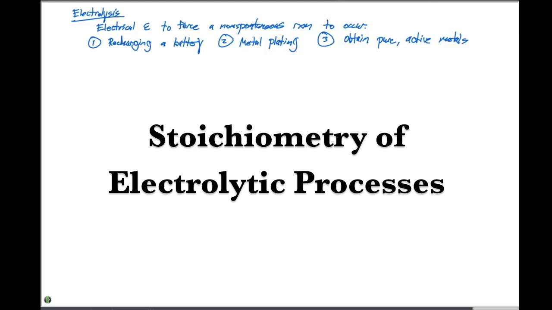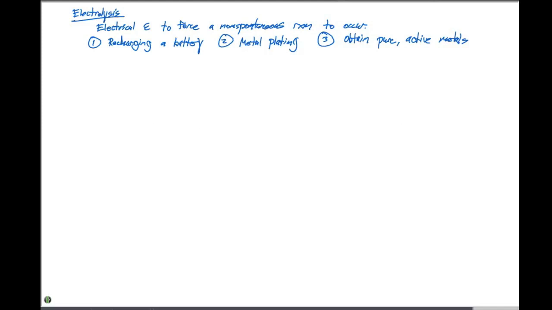We're going to look at many types of problems involving electrolysis, and a lot of it comes back to stoichiometry and these conversion factors. So let's look at the stoichiometry of an electrolytic process. I'm going to go through several examples of this and try to highlight some key points for you guys.